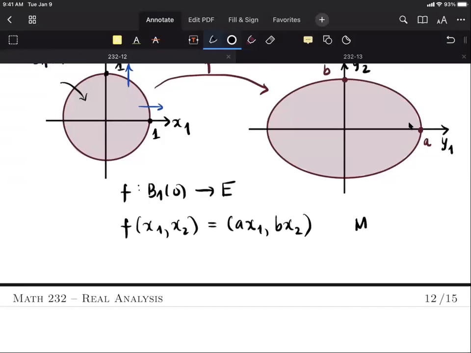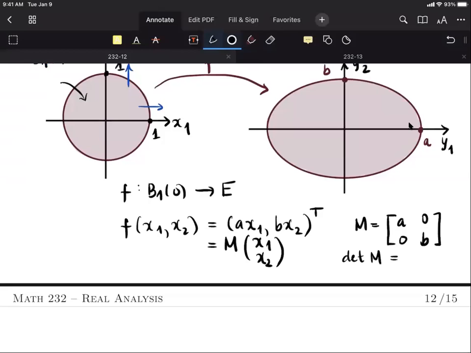Or we now take our matrix to be (A 0; 0 B), since you can write this as the matrix times (x1, x2). And if you want to be precise, you need to put the transpose in this case. And this should be M. Okay, and the determinant of M is AB, and since A and B are positive, you have this.